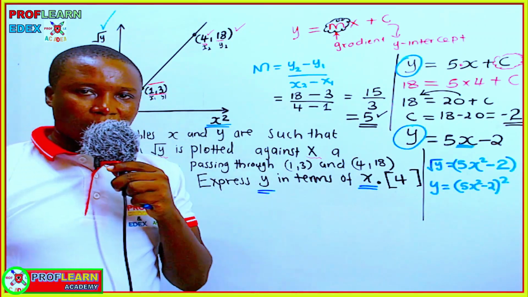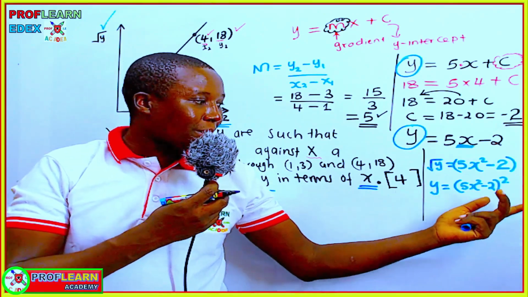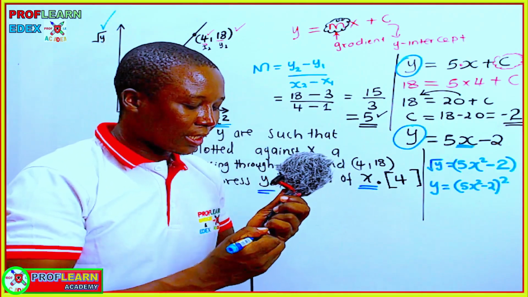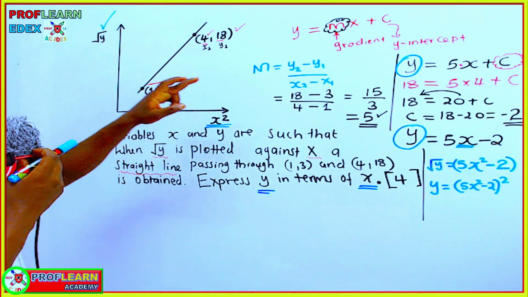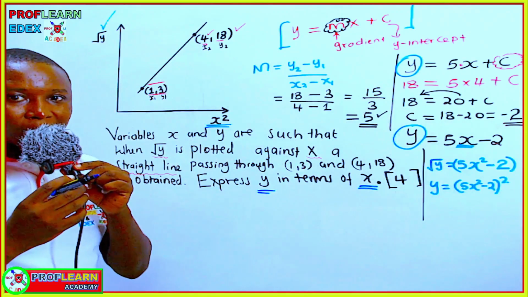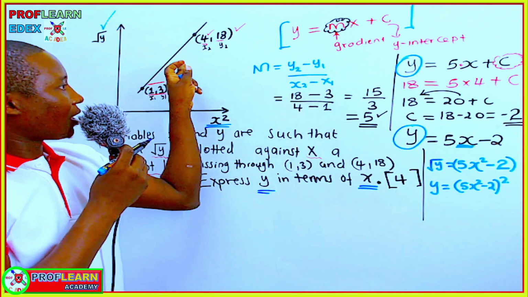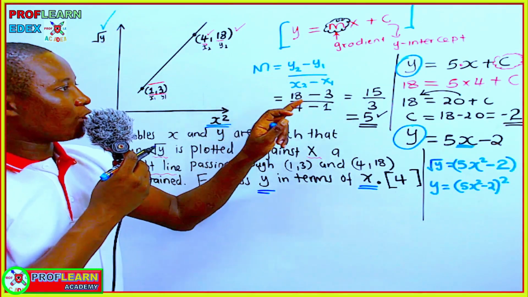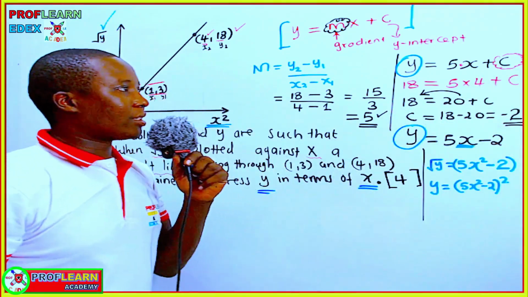That way we can decide to leave our answer this way, or we can expand it so that we get a simplified form. So in the event you are given a question like this, the first thing to do is to remember that this is a straight line, and a straight line takes the format y equals mx plus c. So in order to find the general equation of this straight line, we are going to find the gradient first. Then once you get the gradient, you go ahead to find the y-intercept, the way we did it at this given point.